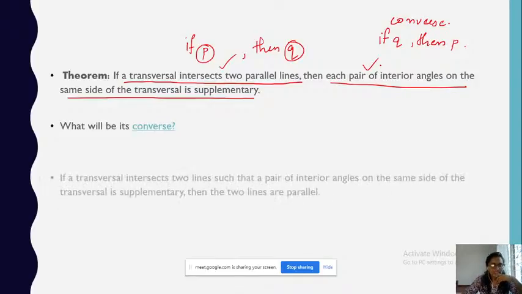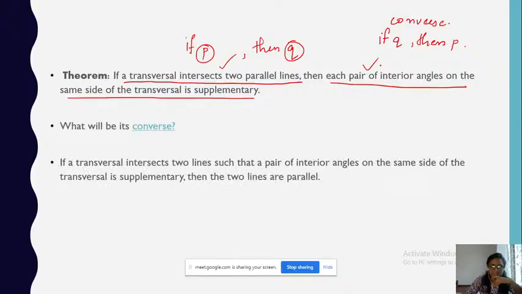Yeah, as everyone has noted down, we can state this statement as: if a transversal intersects two lines such that a pair of interior angles on the same side of the transversal is supplementary, then the two lines are parallel.